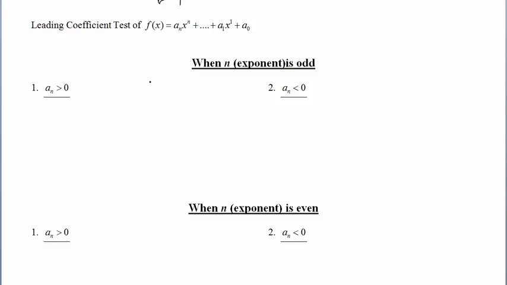When n is odd and a sub n, the coefficient, is positive, an odd function, when a sub n is greater than 0, would look something like this. If n is odd like 3, or 5, or 7, 9, etc., and the coefficient a sub n is positive, the graph will come on the screen from bottom left and leave top right. So the description of the behavior is this.